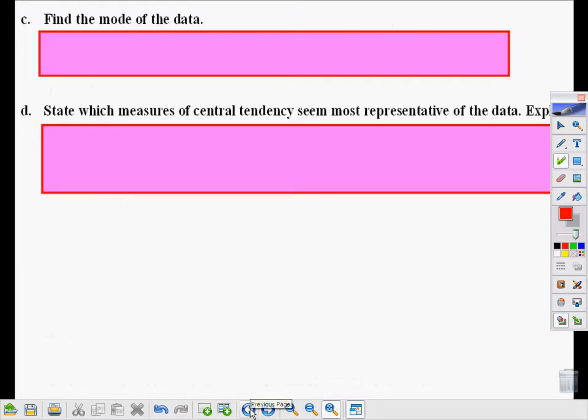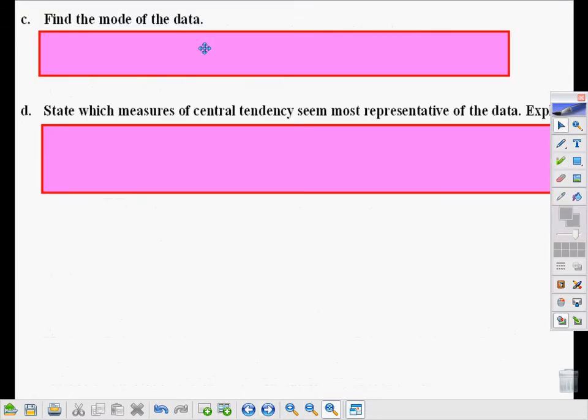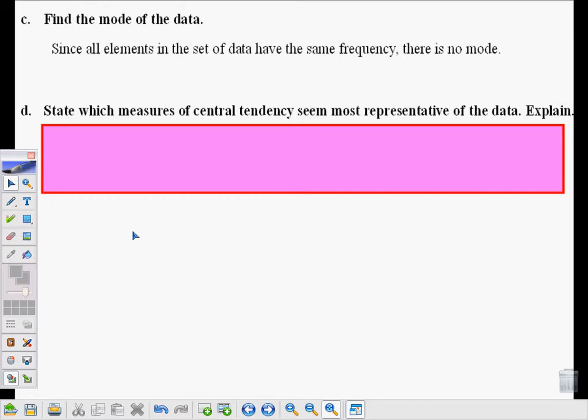The mode. Okay, so which data point happens most often? Well, this is almost a trick question in this case, because all of them happen the same amount, so there is no mode. If there was a particular data value that happened more than the others, that's what we would call our mode. But in this case, it's that interesting situation, or maybe not interesting depending on how you look at it, where there is no data point that happens more than the others. So we say there is no mode.